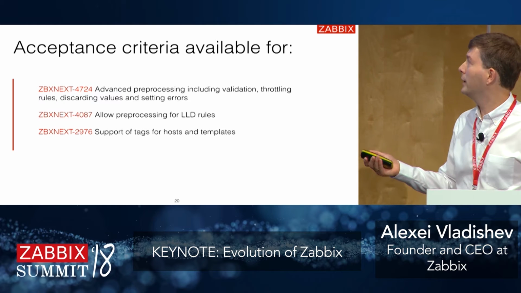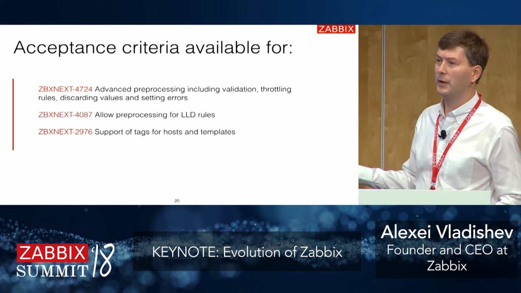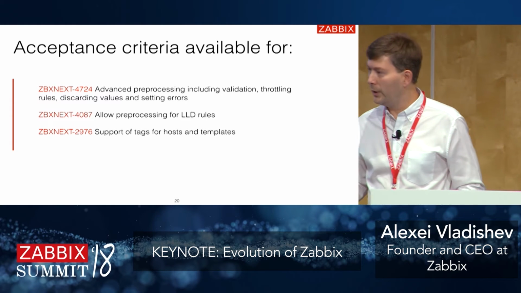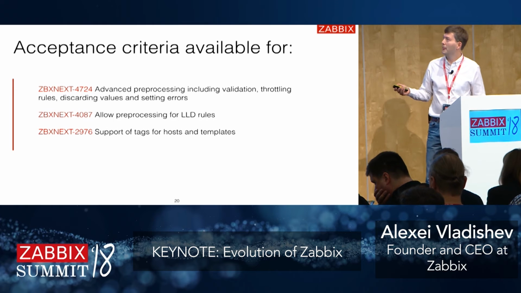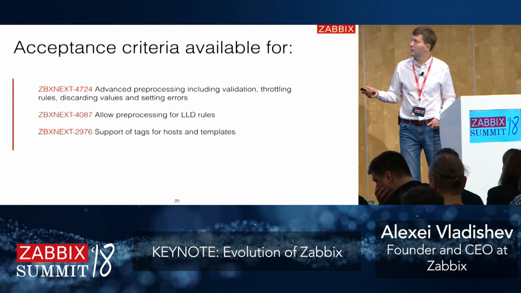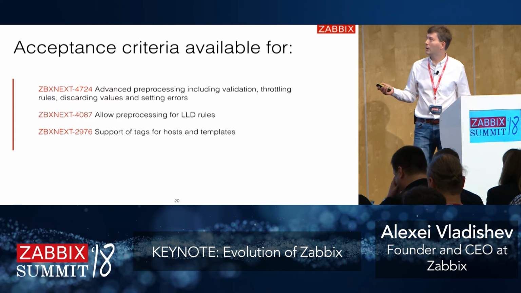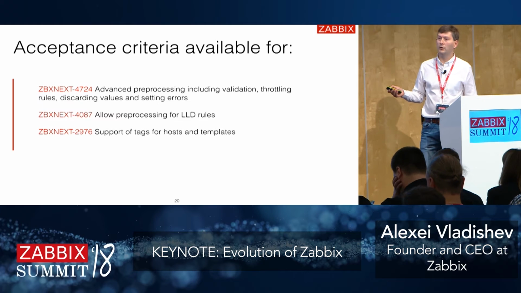So at this moment, we already have one published, I think maybe 3 or 4 weeks ago. It's a big one, 4723, about advanced preprocessing. Please have a look if you're interested in the preprocessing options. Just let us know what you think about it. Maybe we missed some use cases. Just have a look. And 4087 is about allowing preprocessing for low-level discovery rules. The work is in progress. We are still discussing different options, how to make it better.